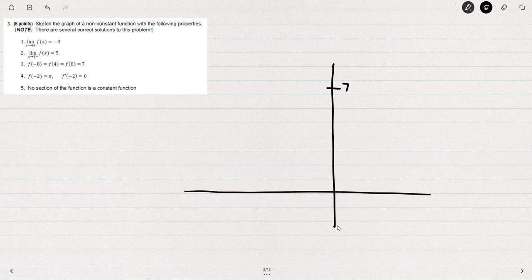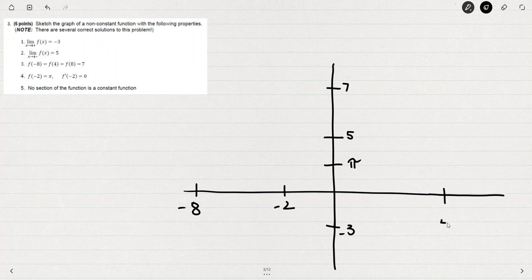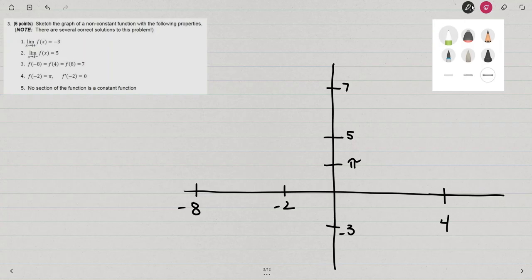And we're going to need a -3 and a 5 and a pi and a -2 and a -8 and a 4. Okay, so let me highlight each part.